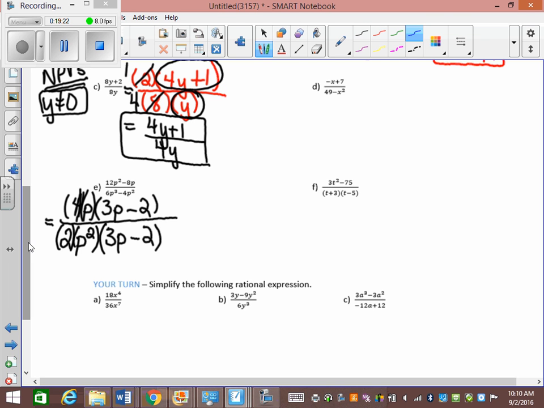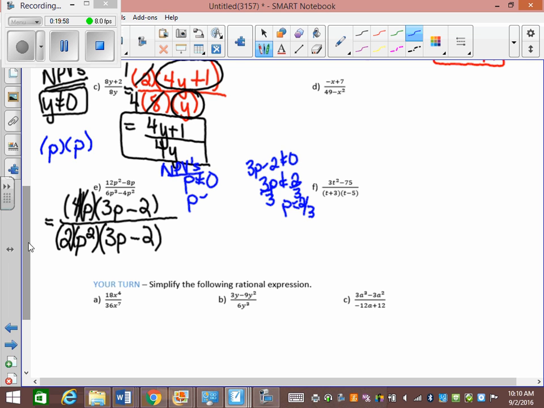Now, why is that? Because if I have P squared, that's just P times P, is it not? So I can say P can't equal 0 and P can't equal 0. Well, I only have to write it once. So if it's P squared, P cubed, P4, P5 by itself, then your NPV is always P can't equal 0. So I know my NPV for that one. P can't equal 0. And then this one I have to solve. So I have 3p minus 2 equals 0. 3p can't equal 2. Divide by the 3. P can't equal 2 over 3.